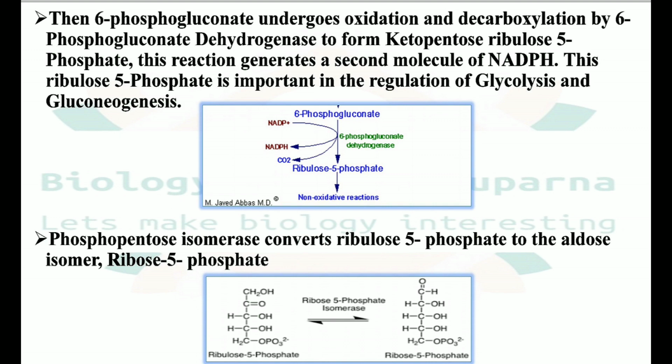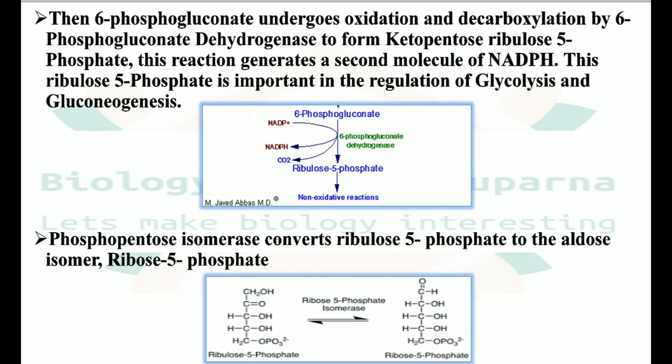So we will look into the reaction now. 6-phosphogluconate is being converted into ribulose 5-phosphate, which is a ketopentose, with the help of the enzyme 6-phosphogluconate dehydrogenase. And here one NADP plus molecule is consumed, from which we are getting one molecule of NADPH and one molecule of carbon dioxide. And in the last reaction of the oxidative phase, phosphopentose isomerase converts that ribulose 5-phosphate to the aldose isomer, which is ribose 5-phosphate.